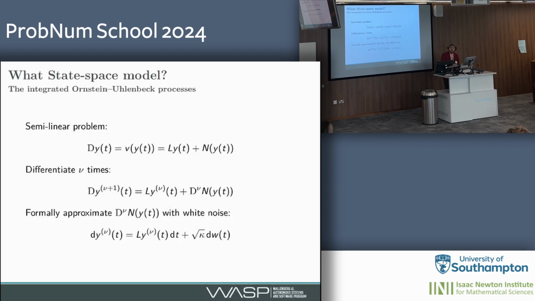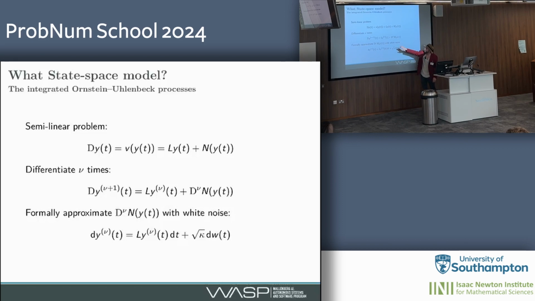However, another option is if you know more structure in your problem, so say, for instance, our vector field B is semi-linear. And what do I mean by this? Well, I mean that it has a linear bit, L times y, plus a non-linear bit, N of y. Well, what can I do then?